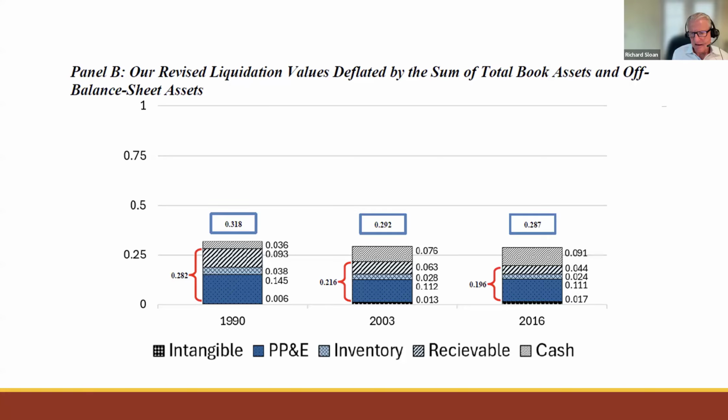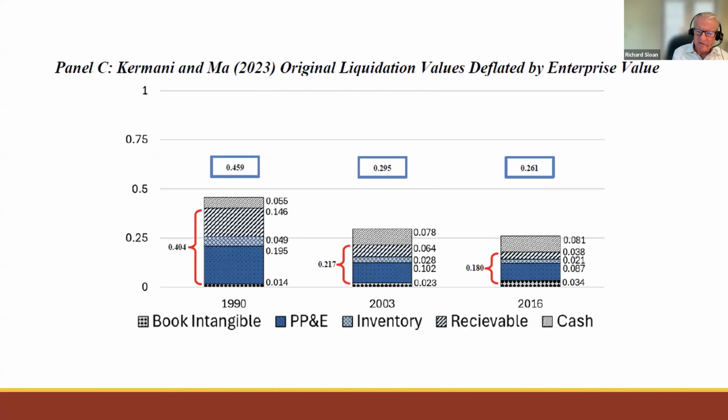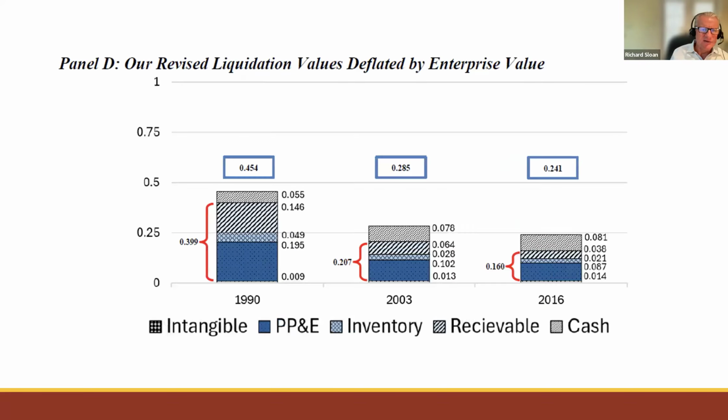And there's some discussion of that going on right now, with these huge investments in IT and AI. Once we deflate by market value, these patterns become even more pronounced, and you see these pronounced declines. This is our revised rates, deflating by market value, and you see a very different pattern. So we think the idea that the shift to investments in intangibles hasn't reduced liquidation values significantly is premature. Using our revised rates and adjusting the deflator, we actually see significant declines.